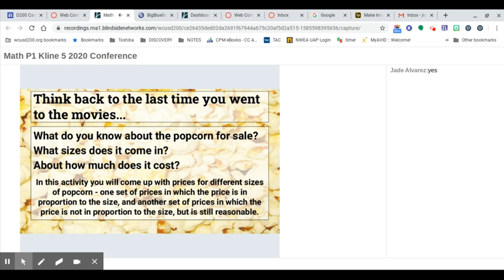So what do you know about the popcorn that's for sale? What sizes does it come in? How much does it cost? Do you know how much the popcorn costs at the movie theater? Answer me in the chat.